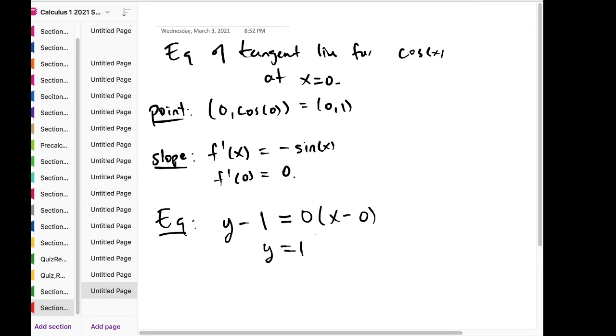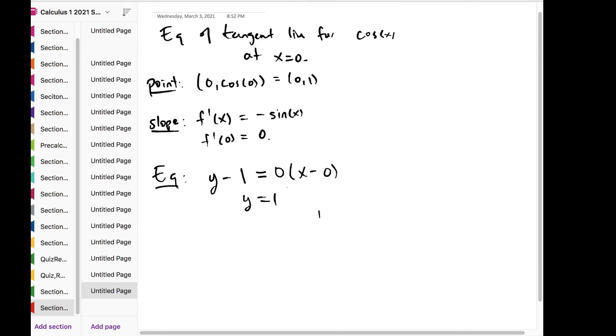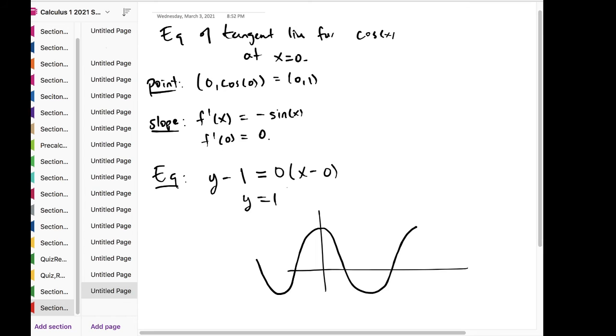And why is this not surprising? Because at 0, there's a peak in cosine. So it flattens out at 1.